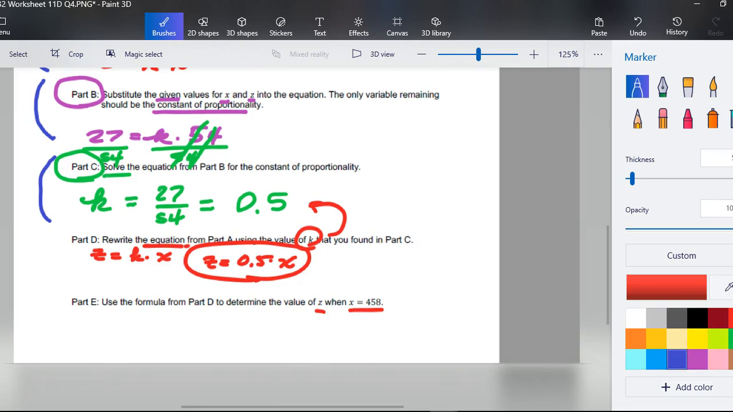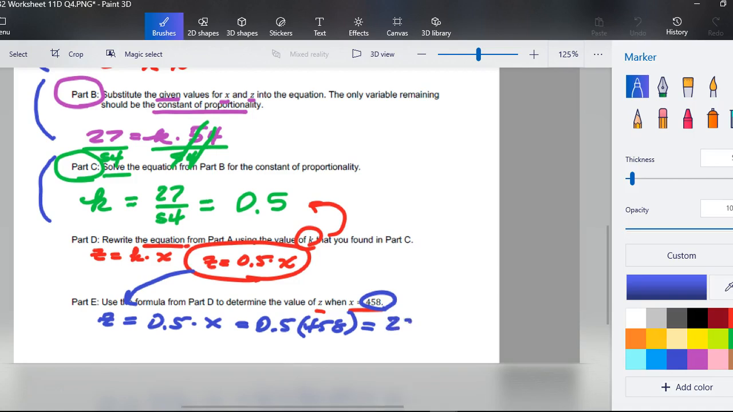We now know our constant of proportionality. So we're taking this formula. Our z is worth 5/10 times x. Well, now we know 5/10 times our x of 458. So z is going to be worth, I'm going to plug in 0.5 times 458, and our z is going to be worth 229. Now that we know our constant of proportionality, we're able to plug in anything that they give to us.